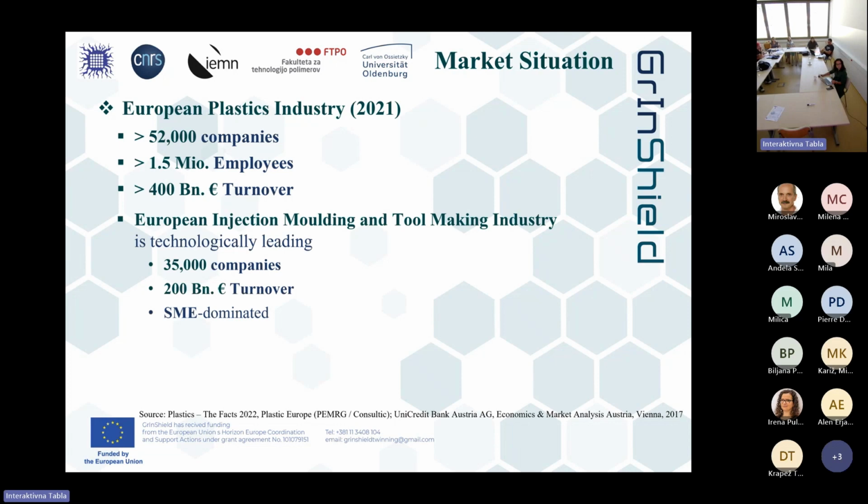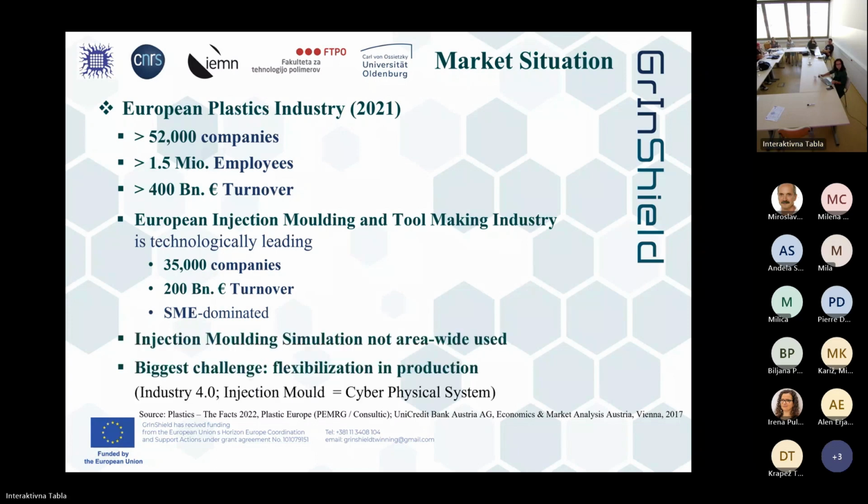And if we look closer to injection molding and tool making, we have 35,000 companies. It's more than half. And half of the turnover is generated in EU countries by injection molding and the mold making industry. It's primarily SME dominated. And what we see is that still now injection molding simulation is not area-wide used.